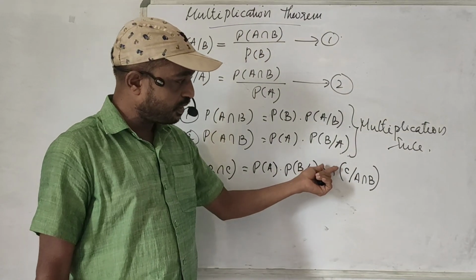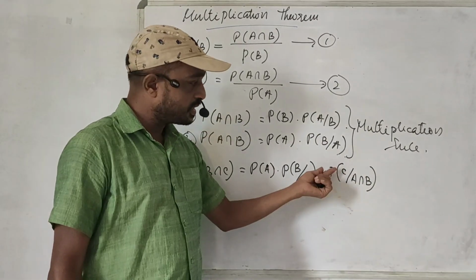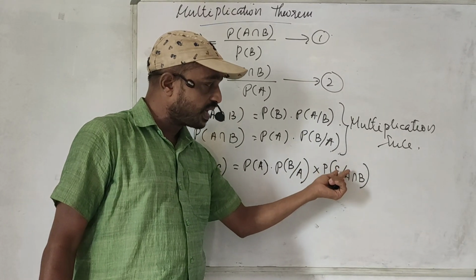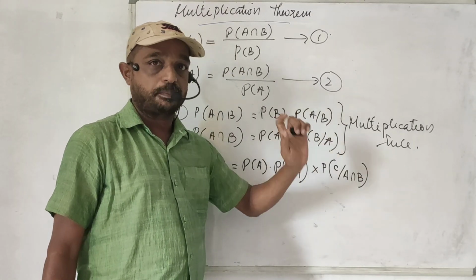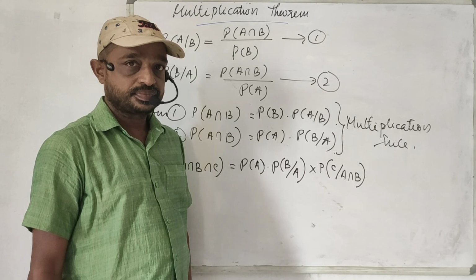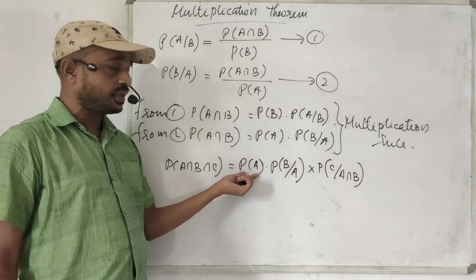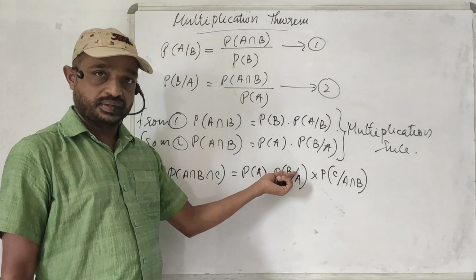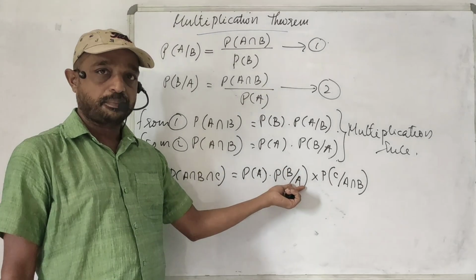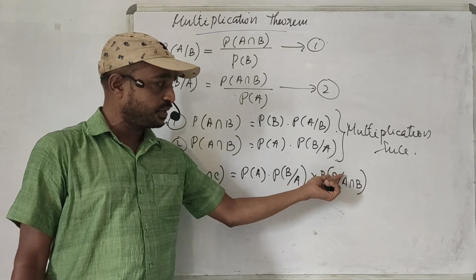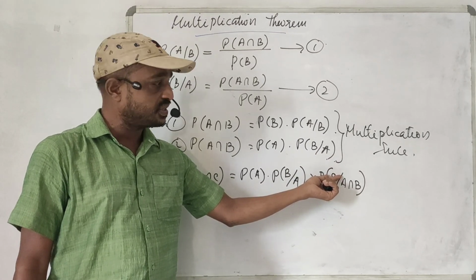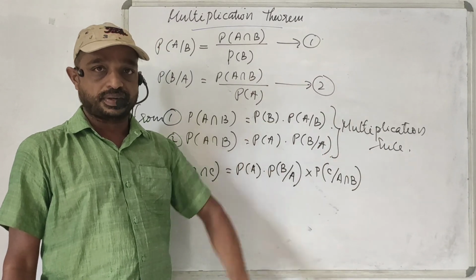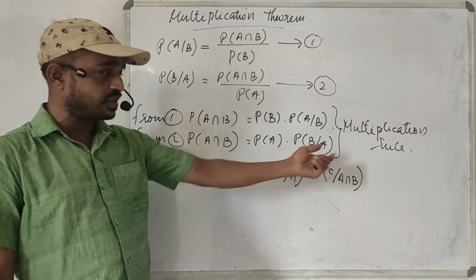What is the meaning of P of C given A intersection B? It is the probability of happening the event C if the events A and B have happened. Isn't it? So first it is probability of happening the event A, and then probability of happening the event B if the event A has already happened, and then into probability of happening the event C if both the events A and B have happened. So it is very easy to write this rule.